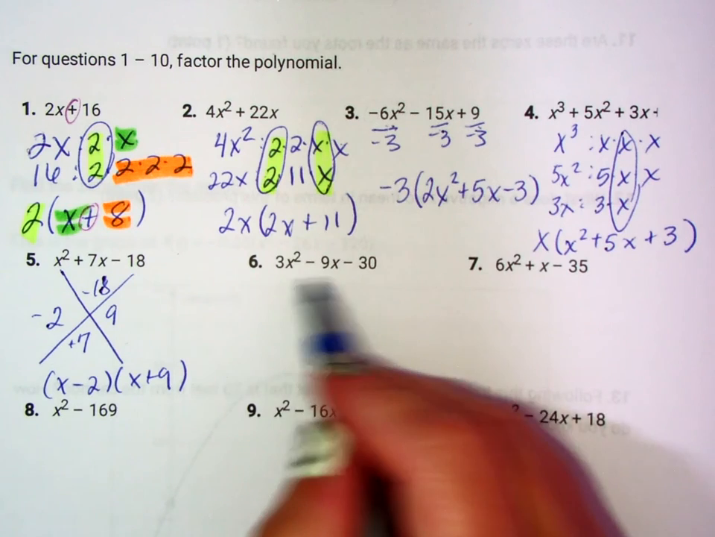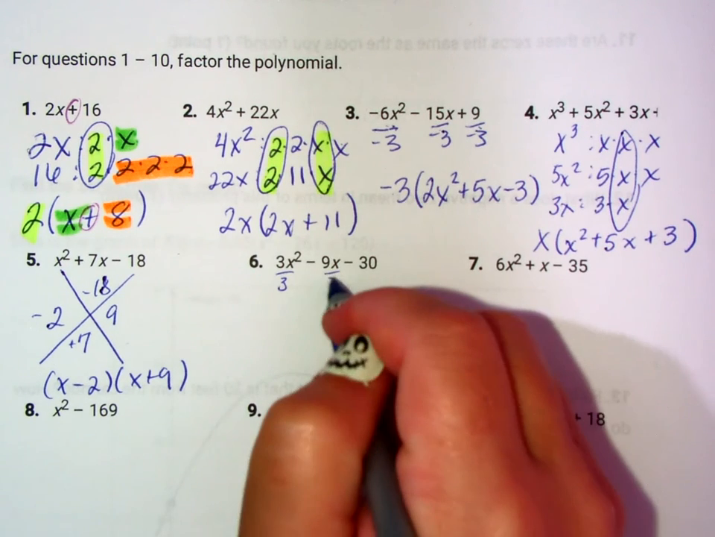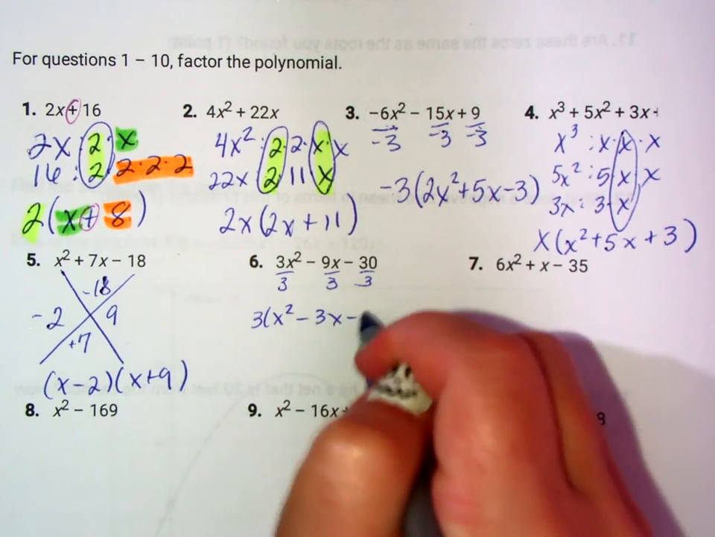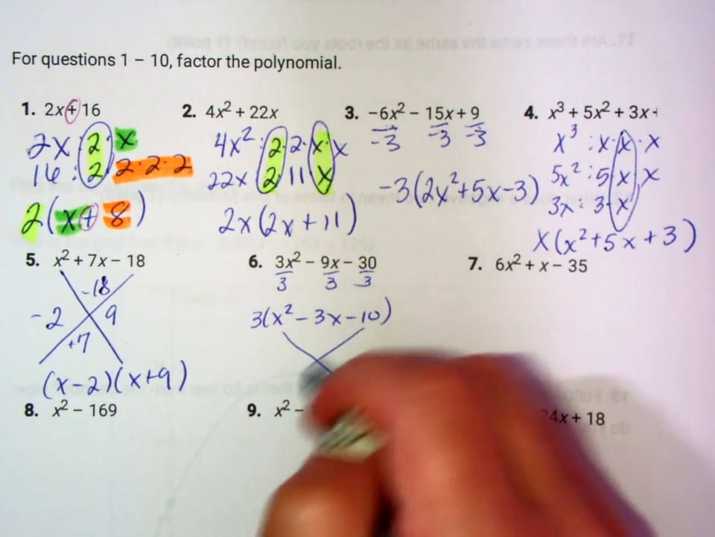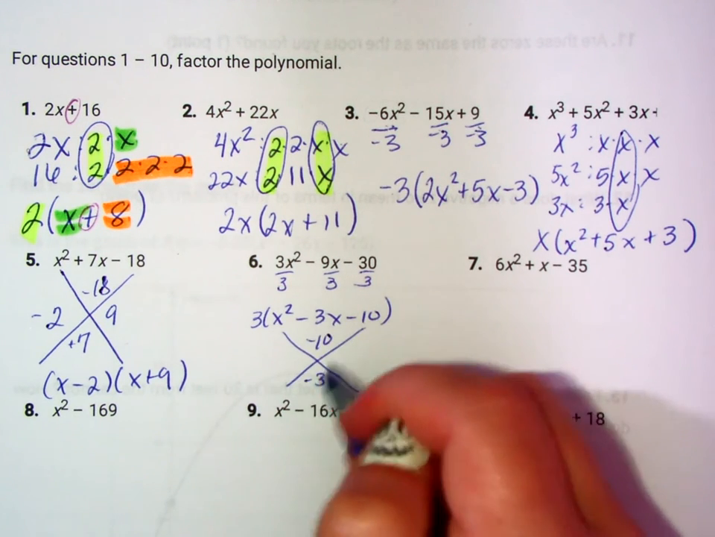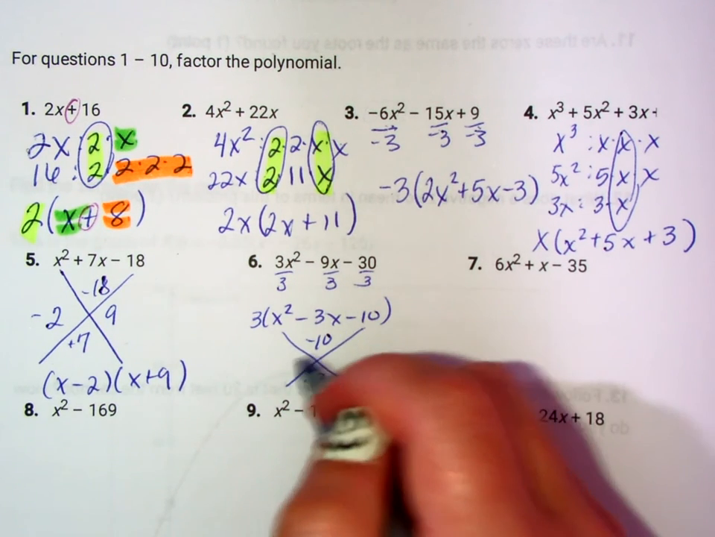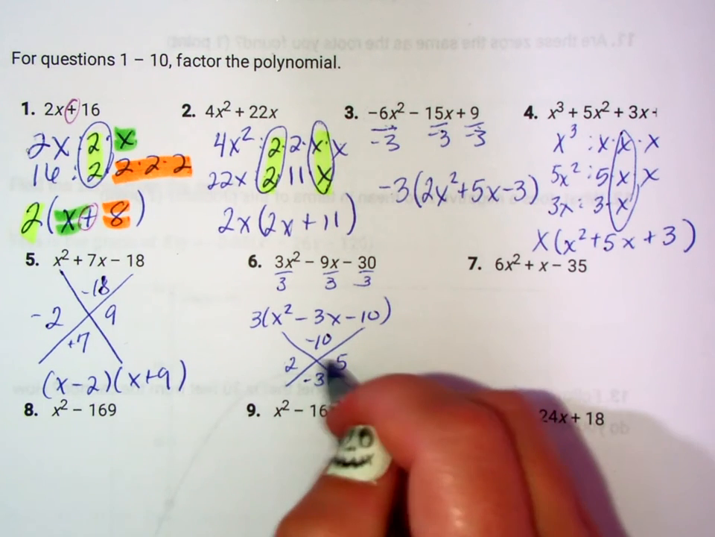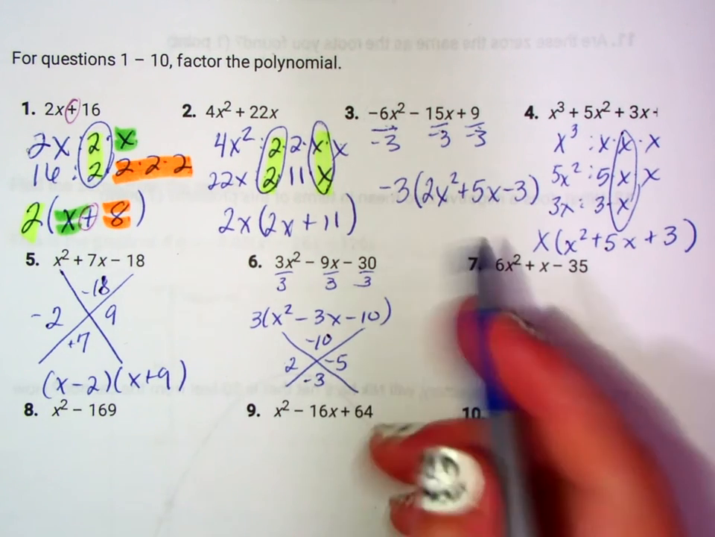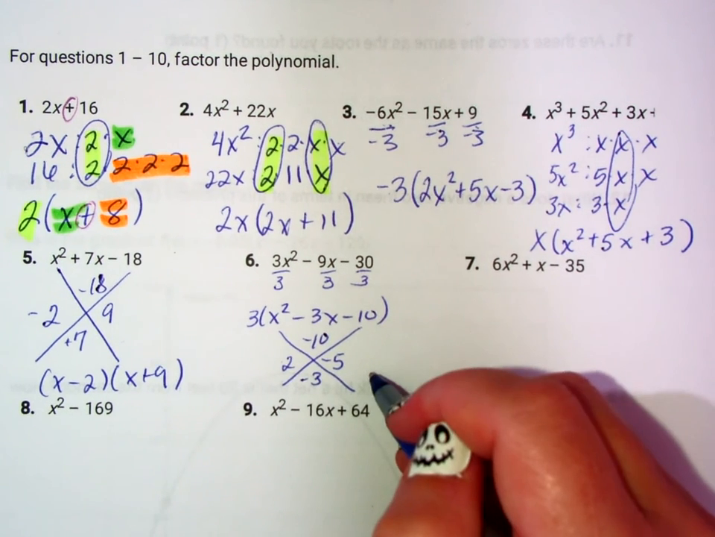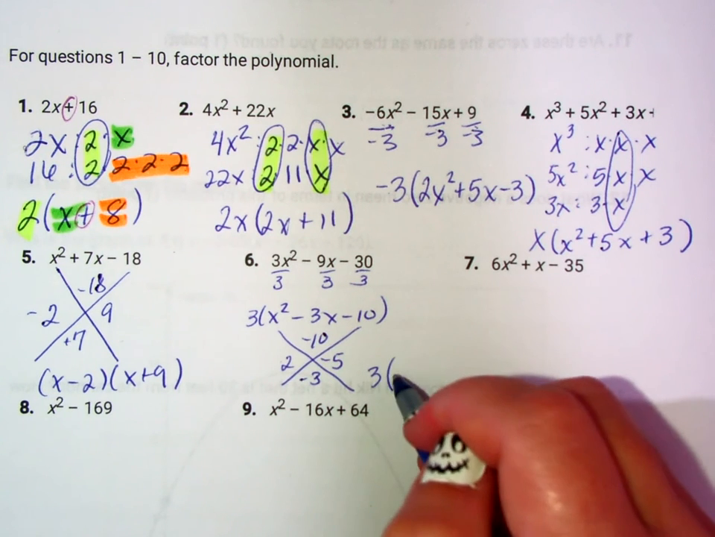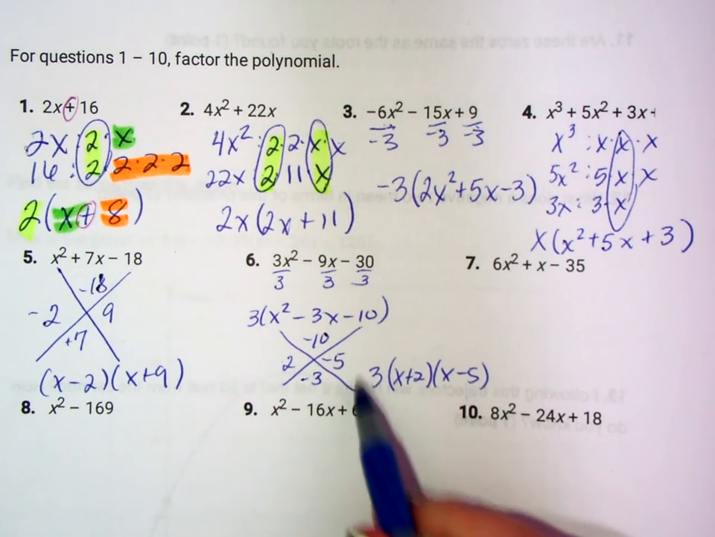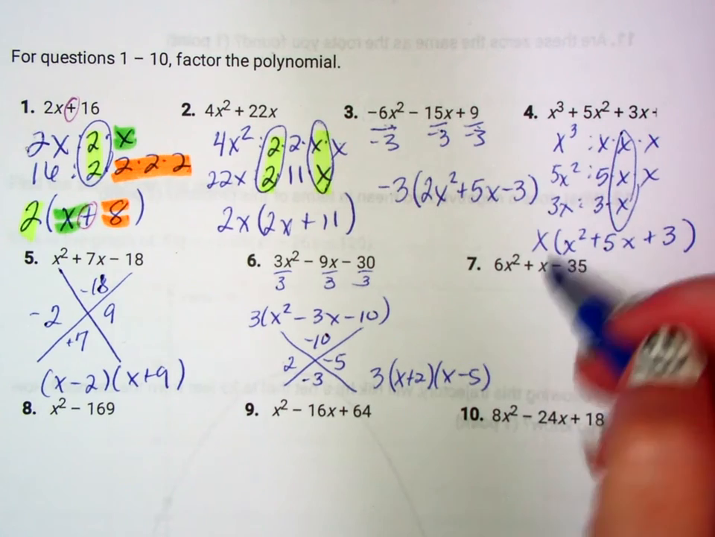Over here, I can see a greatest common factor of 3 first. The 3 comes out. And then we can do the x in the back. What times what equals negative 10? Subtracts to negative 3. I'm thinking of 2 and 5. Remember that we want to say 2 minus 5 because of this negative 3. When I write out these final factors, the GCF goes in front, then the x plus 2, then the x minus 5. Don't forget that greatest common factor.